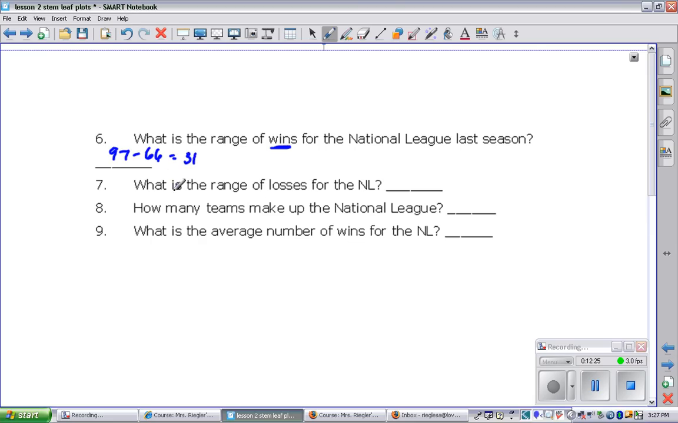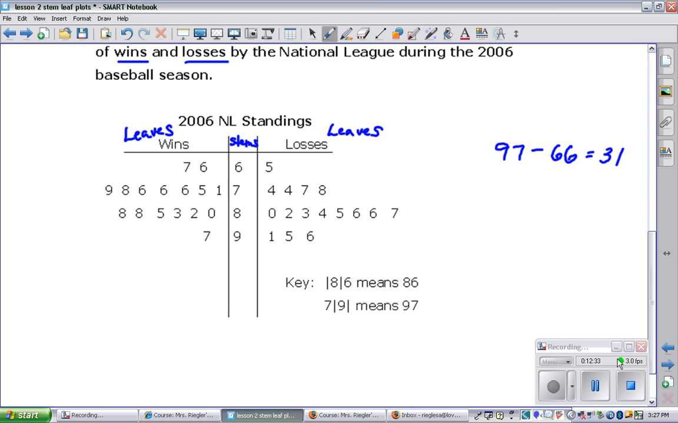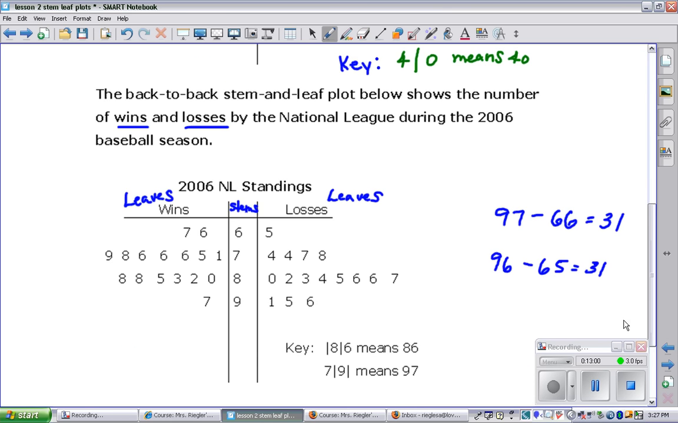Now, what's the range of the losses for the National League? We'll go back and look at that one. Losses, highest. How much is the highest? 96. And what's the lowest on the losses side? And you should have had 65. So then when you subtract, you get 31. So even though the numbers are different, your range is actually the same. It was 96 minus 65.